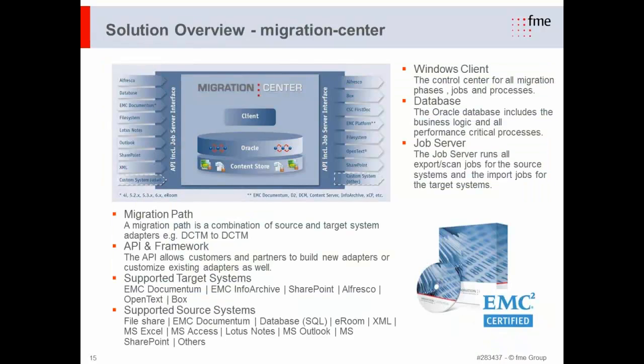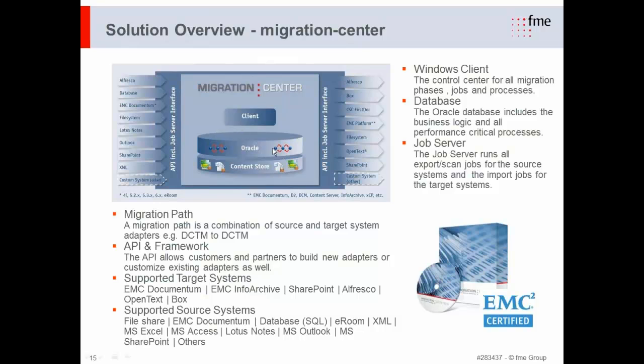Now this slide provides an overview over the basic architecture of our product Migration Center. It has been on the market for about 10 years and has been EMC certified for most of those. It consists of three main components, which are the client interface, the database, and the main worker component called job server. The client provides a Windows-based user interface that guides you through the rule migration process. For all these standard migration cases, all necessary actions are possible directly here. There is no additional scripting or programming necessary.